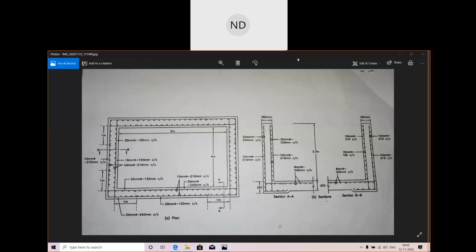And we have completed till cantilever, and the base slab we did not do. Okay, then we must do that.